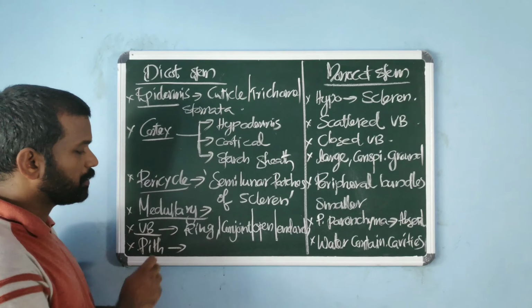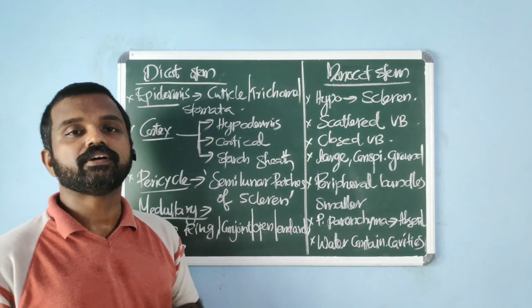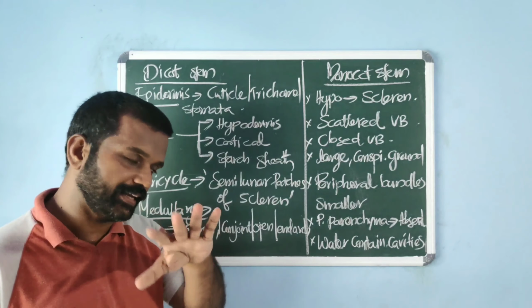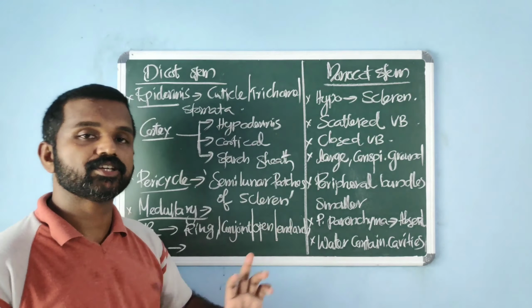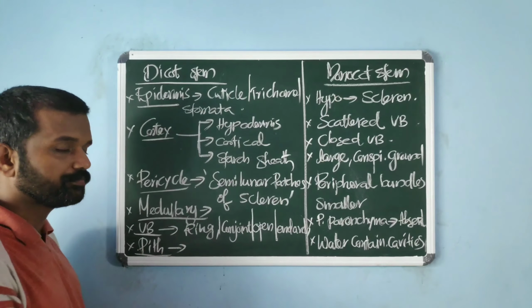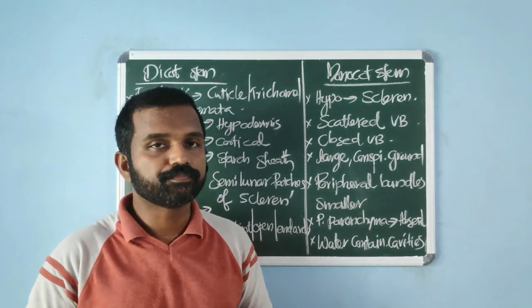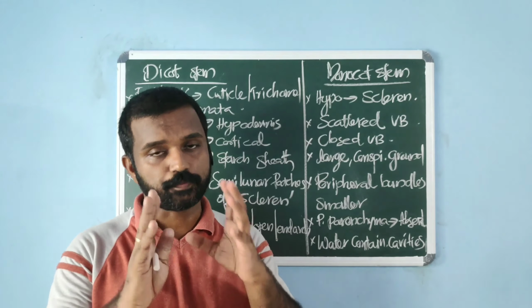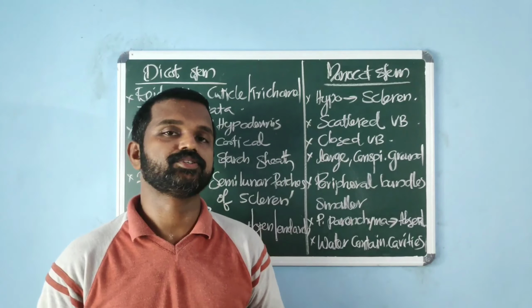Then the vascular bundles in the dicot stem. The ring arrangement of vascular bundles is characteristic of the dicot stem. Other features: conjoint, open and endarch. Next, the pith. The pith is well developed in the dicot stem. It is made up of round parenchyma with intercellular spaces.